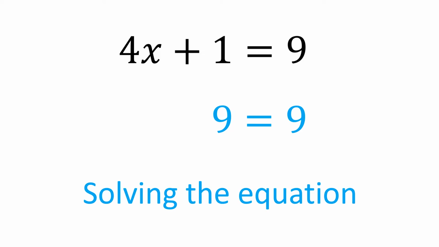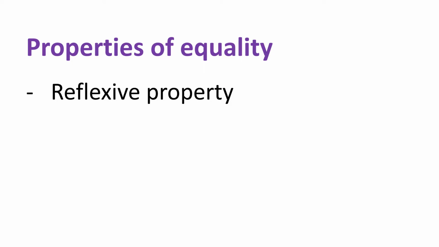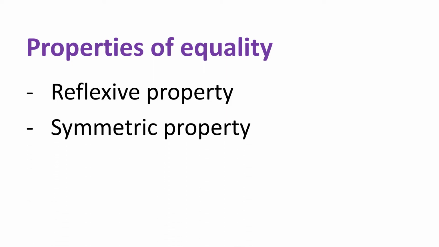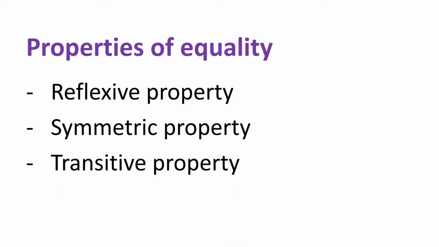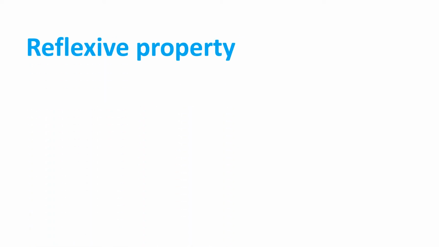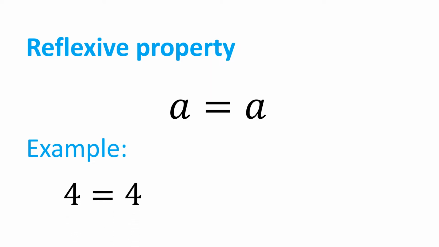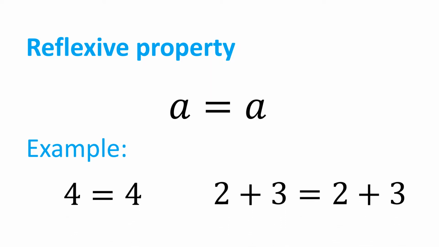Now let us talk about the properties of equality. The following are the basic properties of equality. We have reflexive property, symmetric property, transitive property, and substitution property. The reflexive property simply states that for any quantity A, A is equal to A. For example, 4 equals 4 and 2 plus 3 equals 2 plus 3.